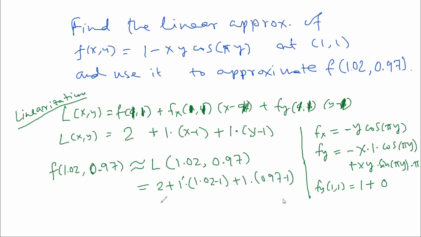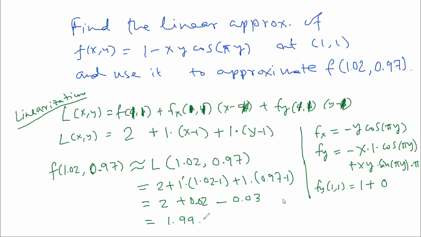This will be what? 0.02. And this is 0.03. So it will be what? 1.99, which kind of makes sense.